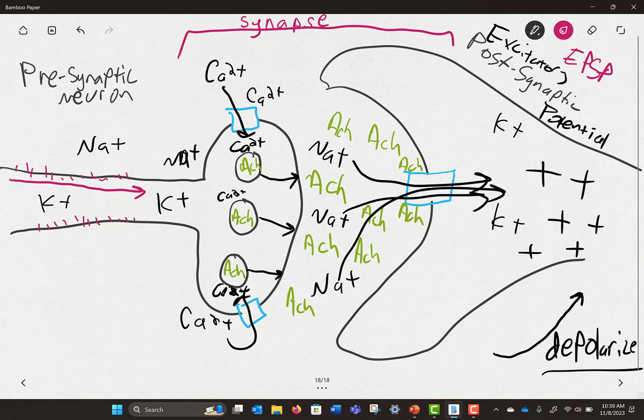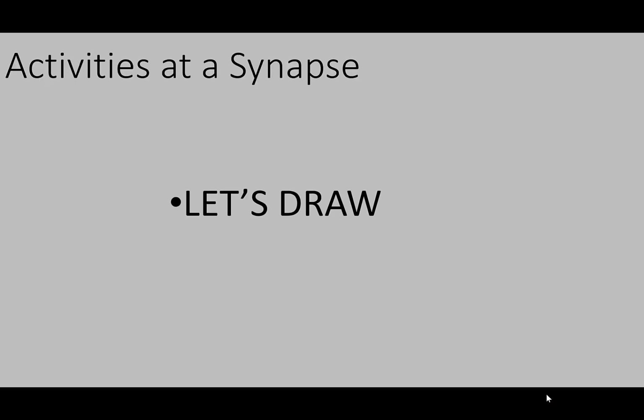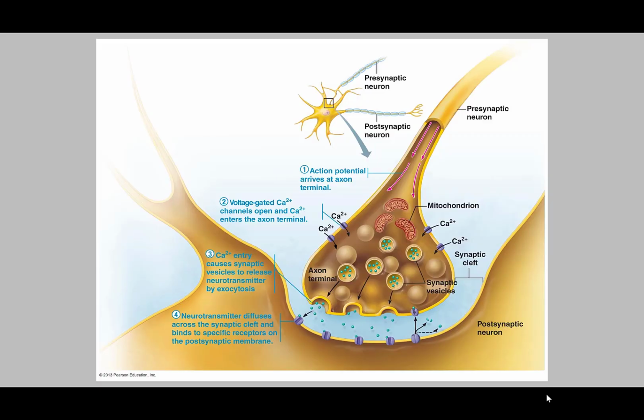So that's how one neuron communicates with another neuron at a synapse when there is open space. Even though there were no proteins or membrane along that gap, we were still able to send a signal from one cell to another. So let's go back to our PowerPoint. Here is how your book presents what we just drew.